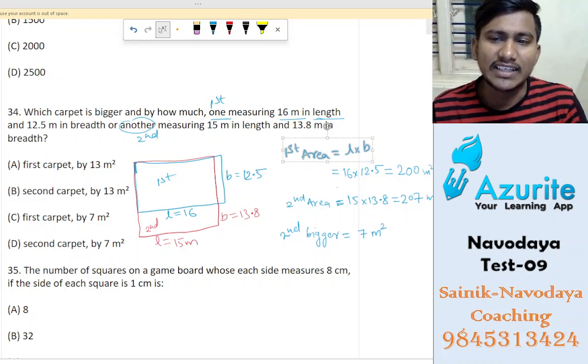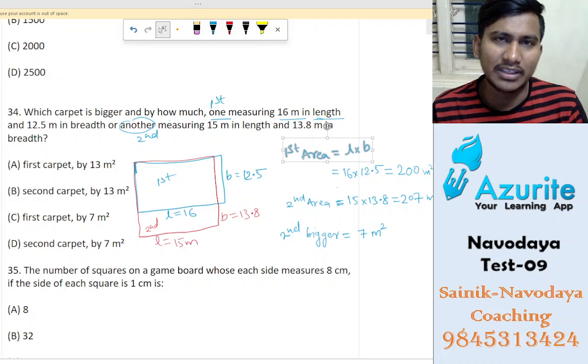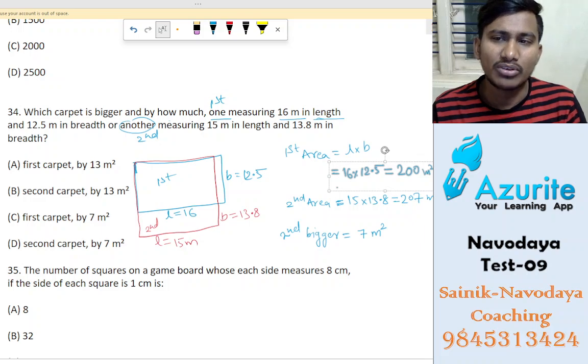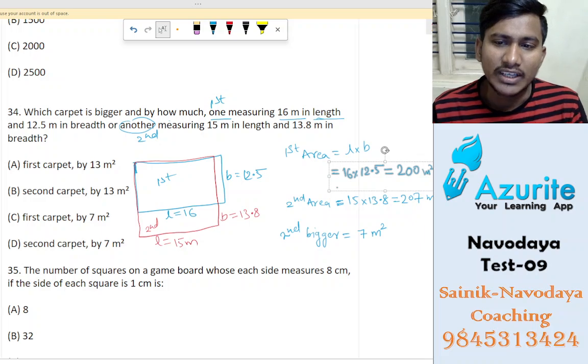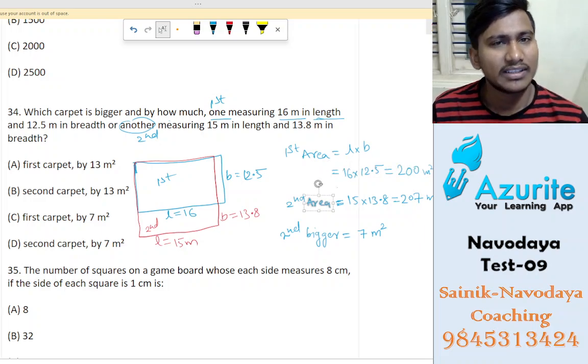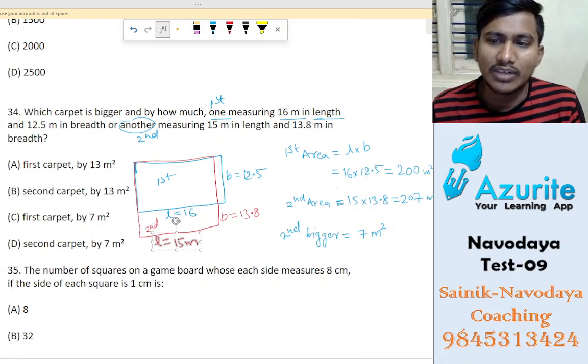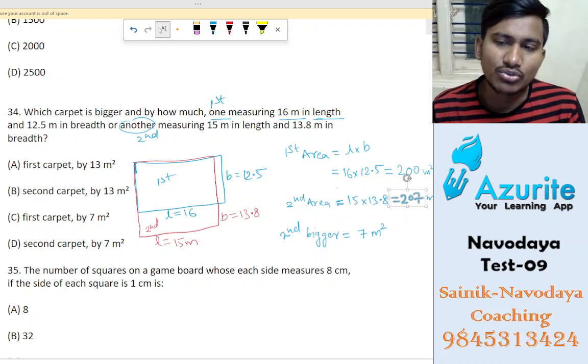So first area, if you want to find, we find by length into breadth. So first, length is 16 and breadth is 12.5 meter. So if you multiply, you will get 200. Okay. Now second area, length into breadth, that is 15 into 13.5. So if you multiply, you will get 207. So which is bigger? Second one is bigger.